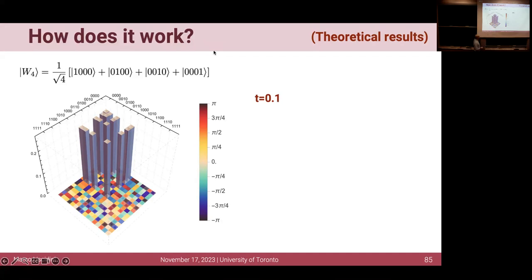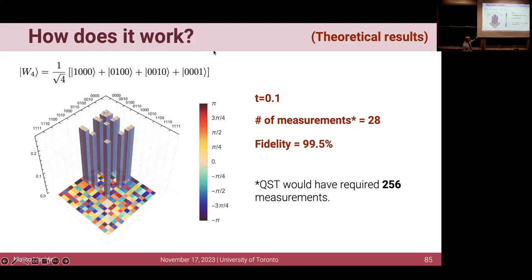Okay, and then the measurements that we performed were 28, and the fidelity is 99.5% with respect to the state that we target. It's not 100%; it cannot be. We didn't expect that, but it's very close. If you do quantum state tomography, QST, you would have needed 256 measurements because this is what the measurements you need. Okay. Sure. But you started with something that was perfect.